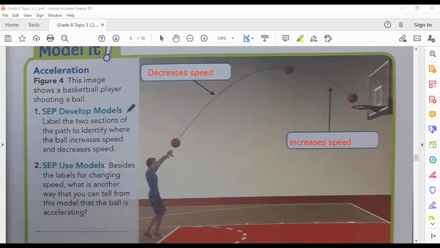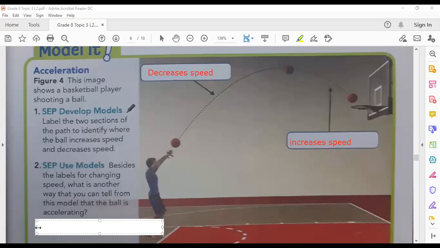Look at the second part of the question. Besides the labels for changing speed. Okay, we know that the ball is changing speed, here decrease speed and here increase speed. So both of them are indications of acceleration. Besides these labels for changing speed, what is another way that you can tell from this model that the ball is accelerating? That the ball went up and it went down, so it changed direction.